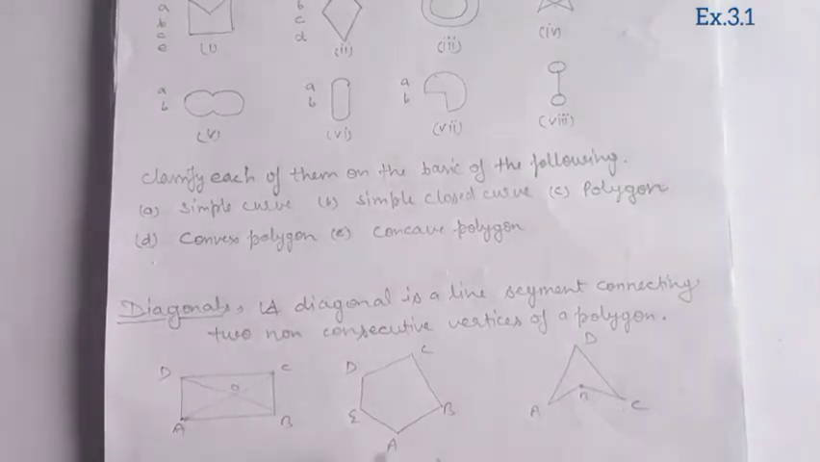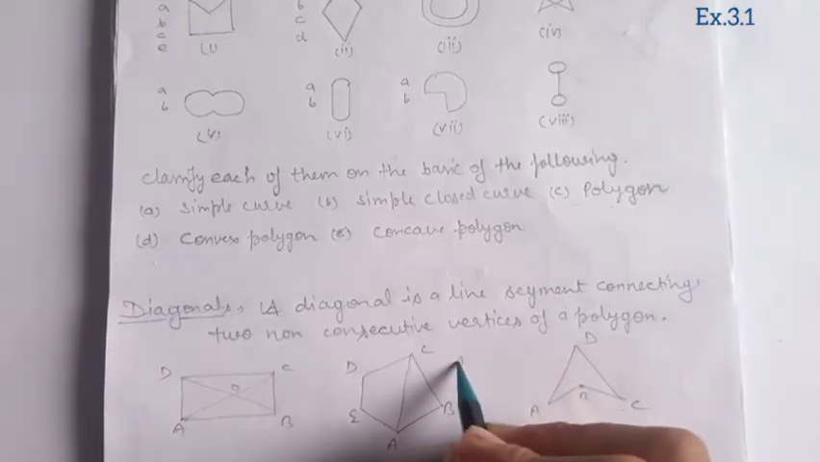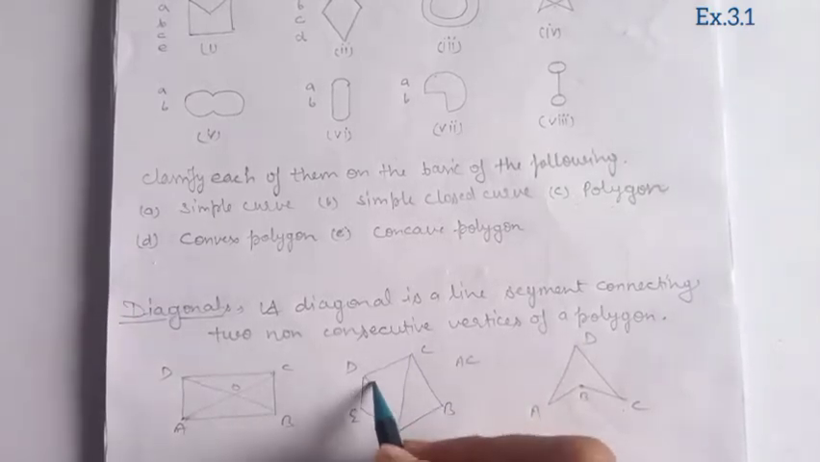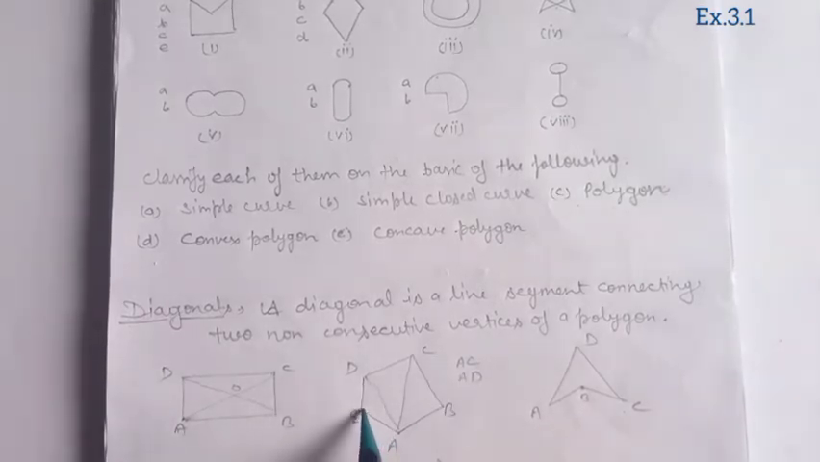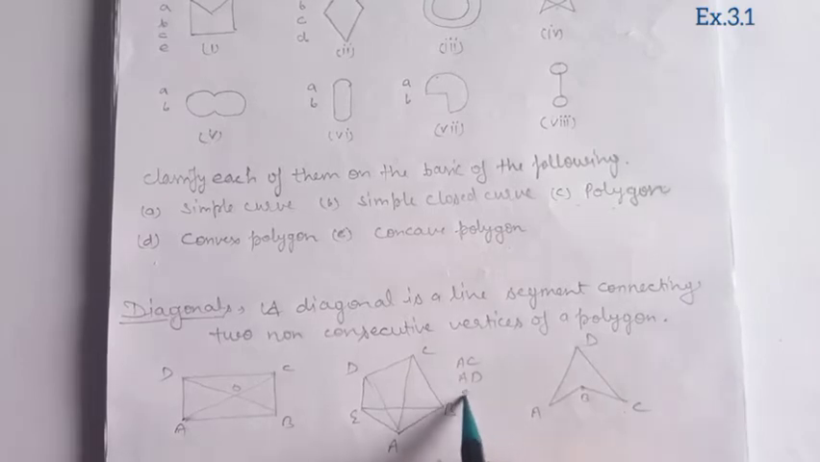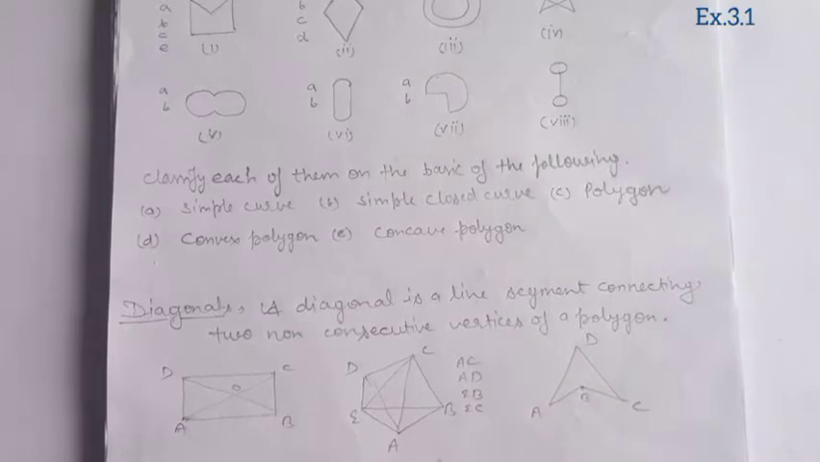Okay students, now let's move to another figure. Suppose you are at point A. A to B we can't join, but A to C, yes. So the first diagonal is AC, the second is A to D, the third is from E, E to B, then E to C, and then from B only B to D. So this figure has 1 2 3 4 5 diagonals.